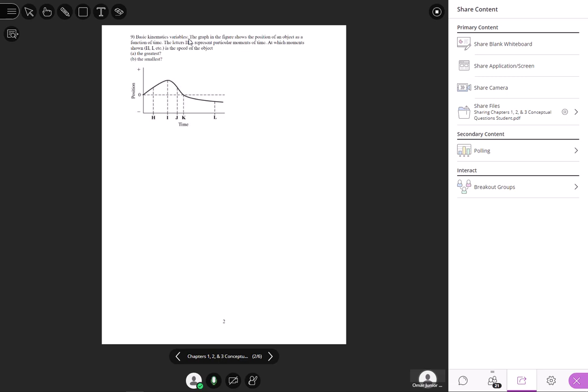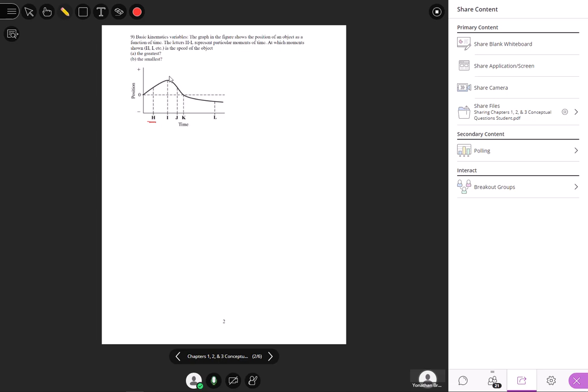At which moments shown, H, I, etc., is the speed of the object the greatest, okay? So where would the speed of the object be the greatest? Now look very closely. Point I. Okay, point I, that's actually 0. All right, did someone say H? Yeah. All right, let's look at H. Oops, I got to remember to turn my marker on. All right, someone said H. Any others?